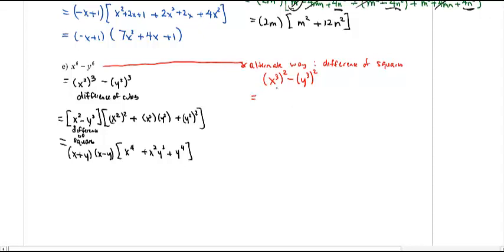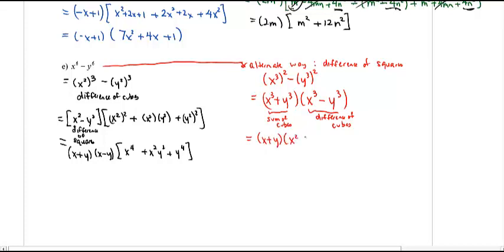And now this is a squared minus b squared, so a plus b, and then a minus b. There we go. But look what we just created now. Sum of cubes, difference of cubes. The sum of cubes: x plus y times x squared minus xy plus y squared. Difference of cubes: x minus y times x squared plus xy plus y squared.